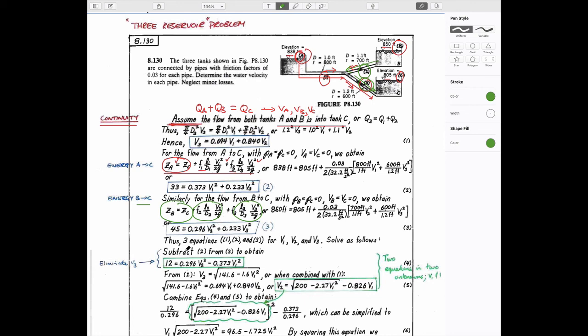And then if we look at the unknowns we have in our system, we have 3. We have a velocity in pipe 1, a velocity in pipe 2, and a velocity in pipe 3. We have 3 unknowns and we have 3 equations. We have a continuity equation, which has those exact 3 terms in it. We have the first Bernoulli equation or energy equation, which has 2 of those 3 terms in it. And we have the second circuit equation from B to C, which has 2 out of 3 of the velocities in it.